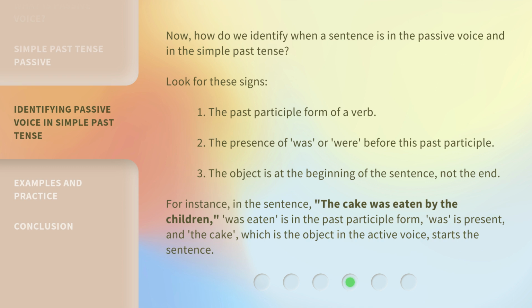For instance, in the sentence, the cake was eaten by the children, was eaten is in the past participle form, was is present, and the cake, which is the object in the active voice, starts the sentence.